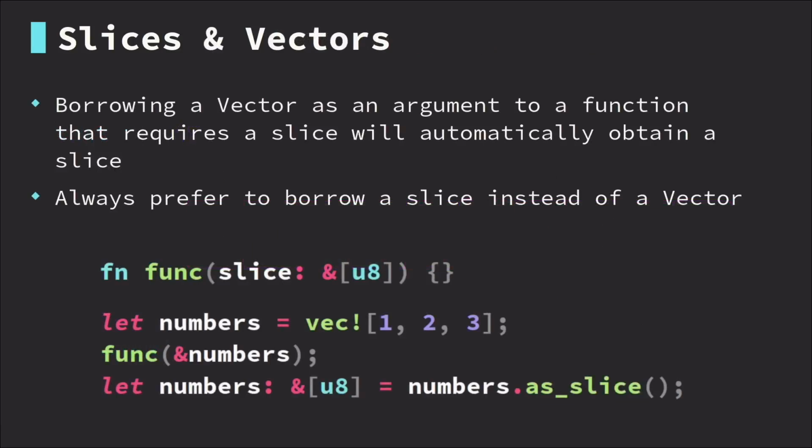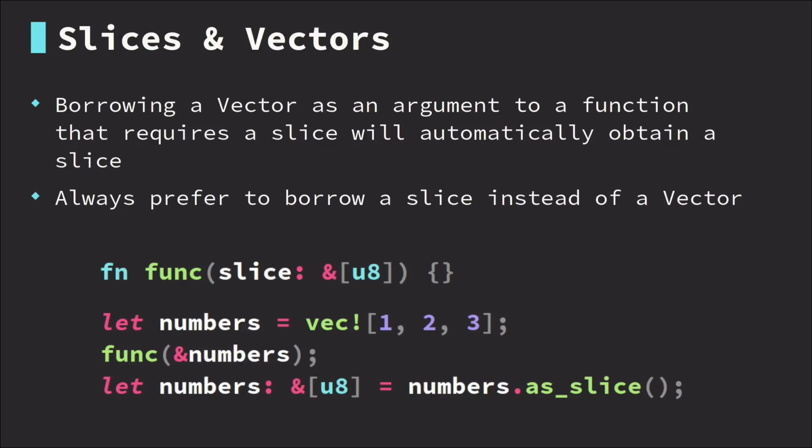Since you'll mostly be working with vectors in Rust code, it's possible to obtain a slice really easily from a vector. So if you borrow a vector and you send it as an argument to a function that requires a slice, then the function will automatically obtain a slice of that vector for you. And when you write functions that do require slices, you always want to borrow the slice instead of borrowing a vector. Let's take a look at what I mean. So here we have a function, and it has a single function parameter that is a slice of unsigned 8-bit integers.